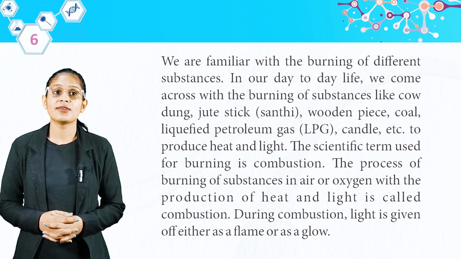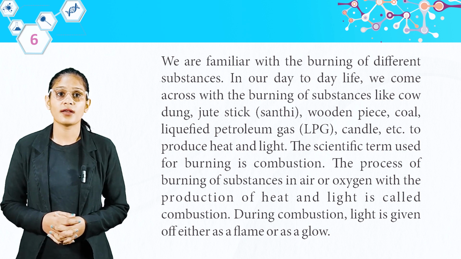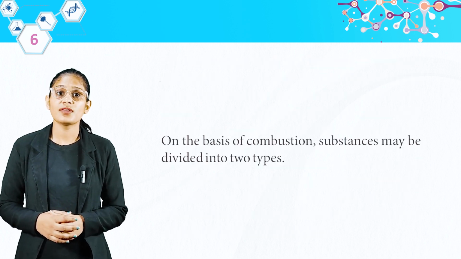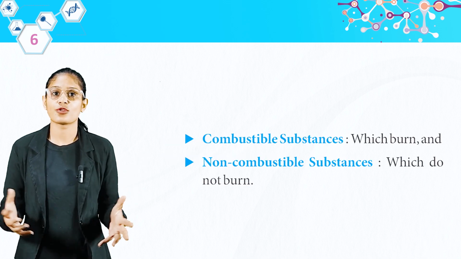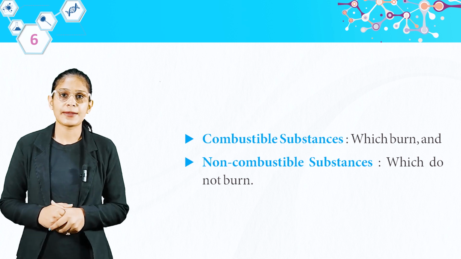During combustion, light is given off either as a flame or as a glow. On the basis of combustion, substances may be divided into two types: combustible substances which burn and non-combustible substances which do not burn.